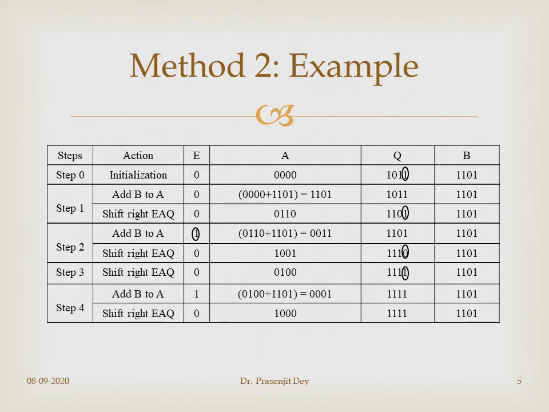Now again the last bit of the multiplier is 1. So we will add the multiplicand to the current value of A, which will give us a value 0001, and it will again generate a carry bit 1. After that we will shift the EAQ register 1 bit right, and it will give us the value 0 1000 1111.